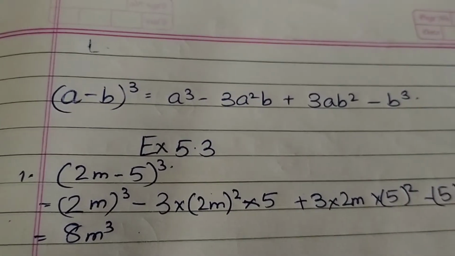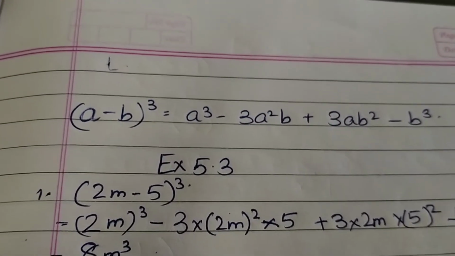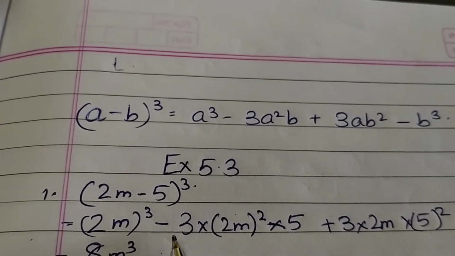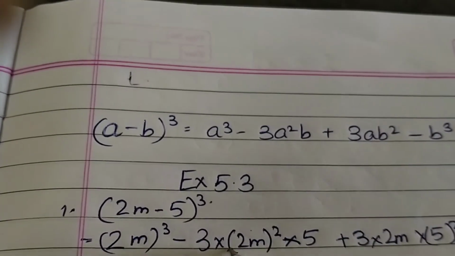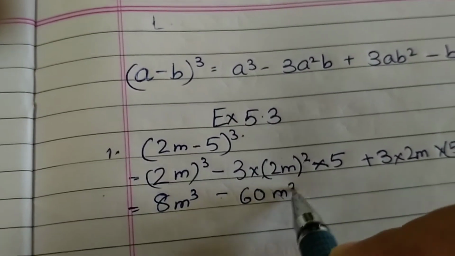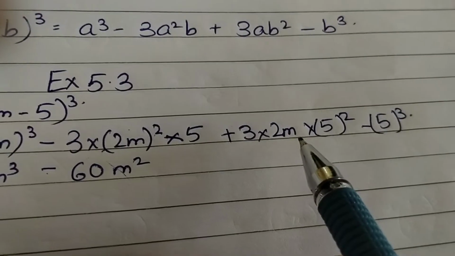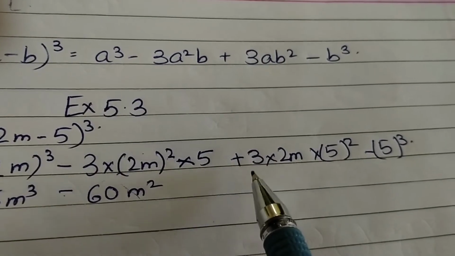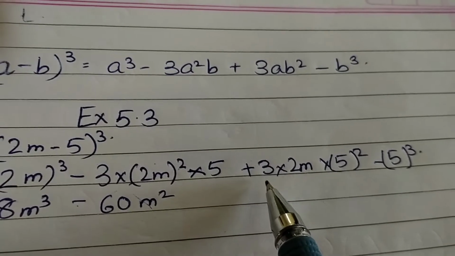The cube of 2 is 8, so 8m cube. We are going to multiply this: 2 2s are 4 and 4 into 3 gives us 12, 12 into 5 gives us 60. The minus sign is over here, so we will get minus 60 m square. Then we come over here: the square of 5 is 25, so 25 2s are 50, 50 multiplied with 3, so we will get 150 and m.